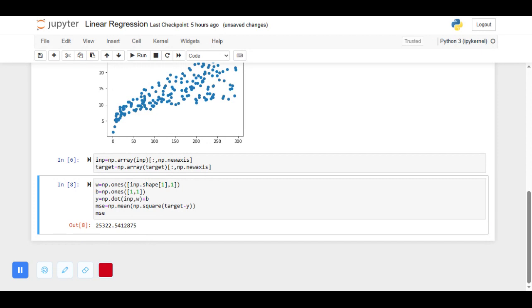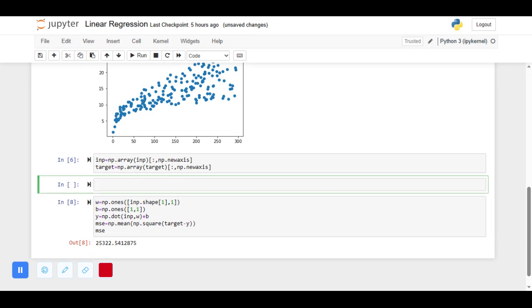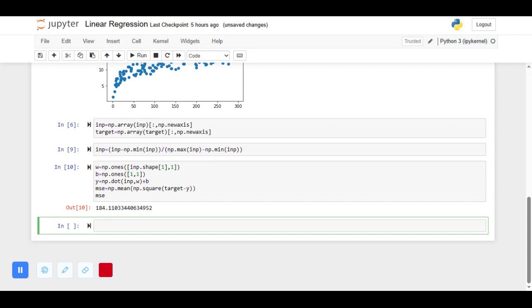If our MSE is a very huge number, then the code will crash. To avoid this, we have to normalize our input values. Input is equal to, we will be using a normalization method, which is input minus np.min of input, over np.max of input minus np.min of input. Here also we have to close the parenthesis. After normalizing the input, let's look at the new MSE. Now our MSE has come down to a three-digit number, 184.